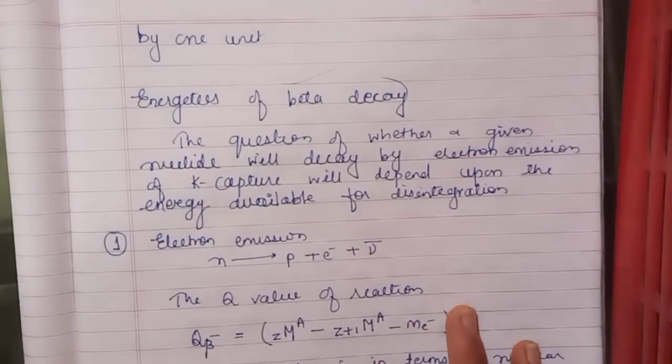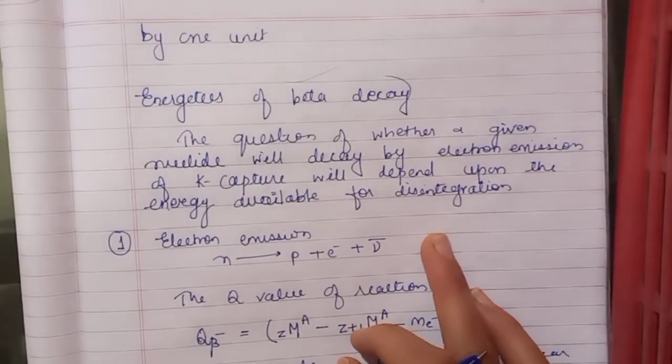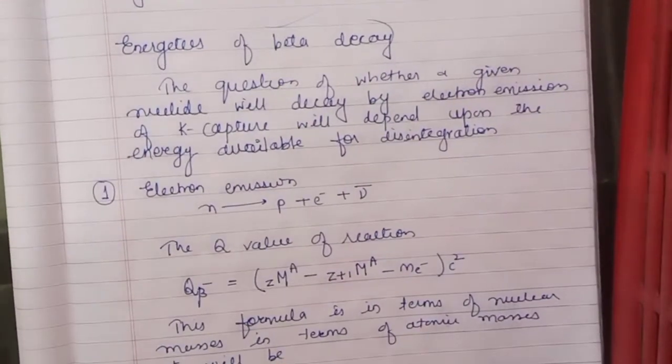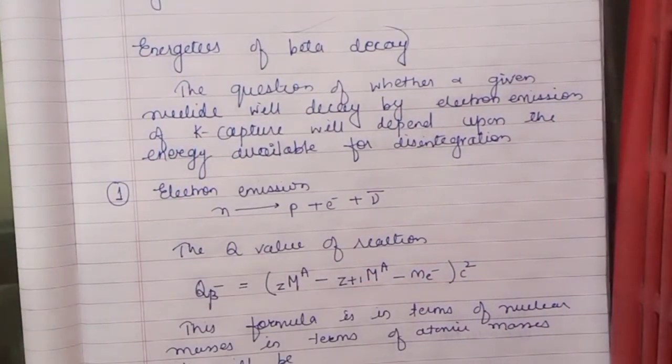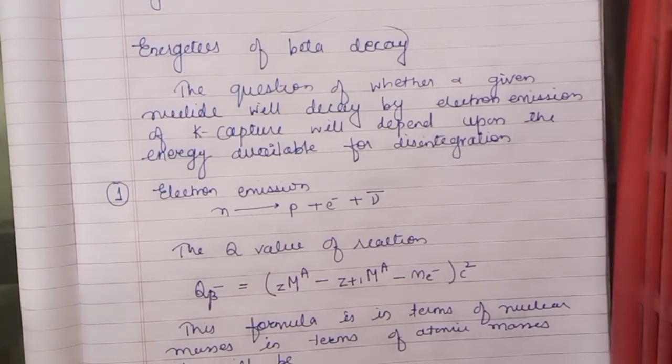Now let us talk about energetics of beta decay. So there is a question of whether a given nuclide will decay by electron emission or K capture or positron emission. It will depend upon the energy available for disintegration. So let us calculate that for three different cases.